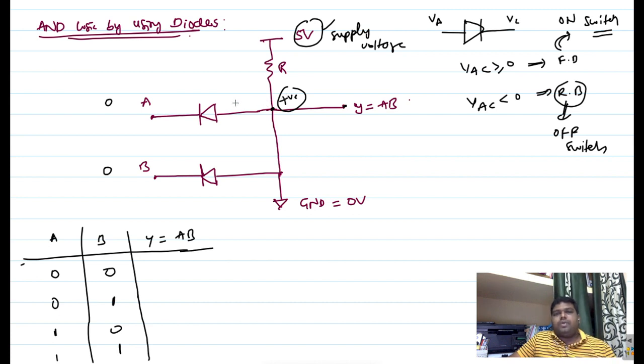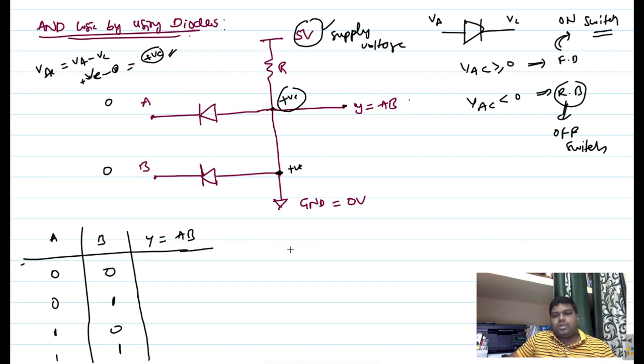So VA is positive and VC is 0, so now VAC equals what? VA minus VC, this is some positive voltage and this is 0 volts, so obviously the difference VA minus VC is a positive voltage only. VAC greater than or equal to 0 means this diode will act as an on switch. And here also the same thing, since these two are connected to one single node with no elements in between. So this is also a positive voltage and this one is 0 volts, so obviously this will also act as an on switch.